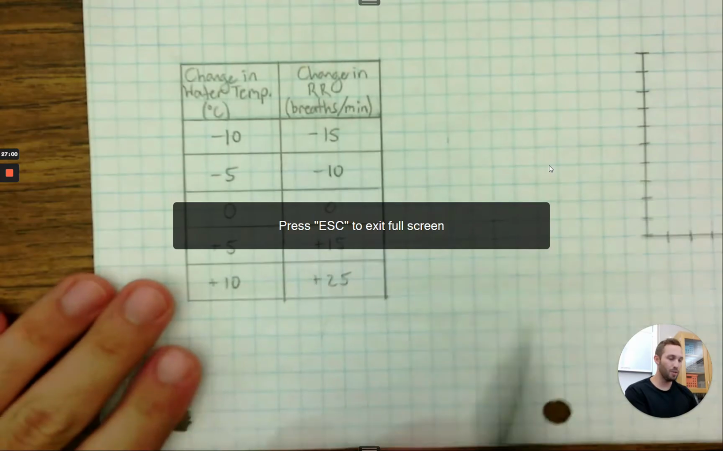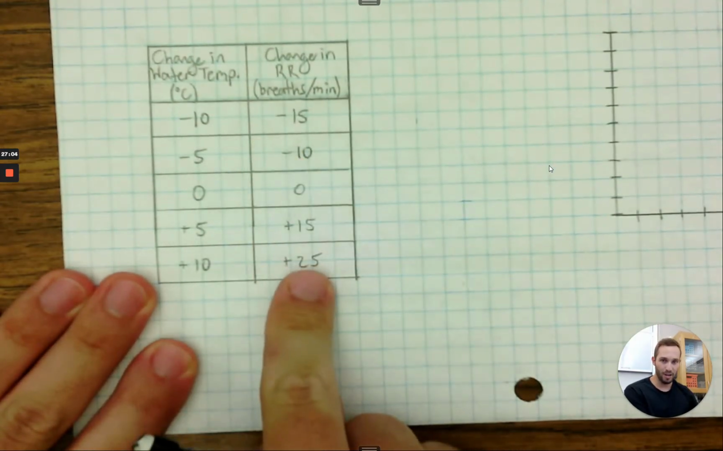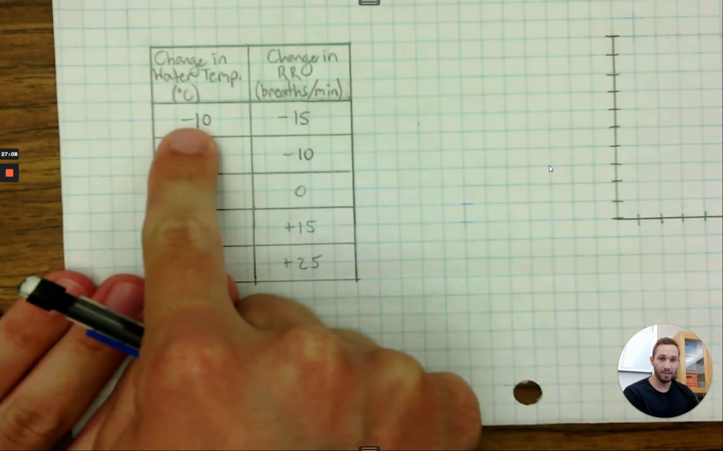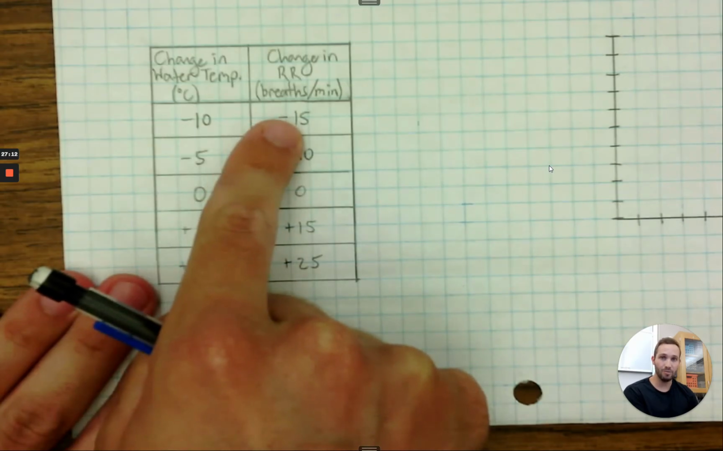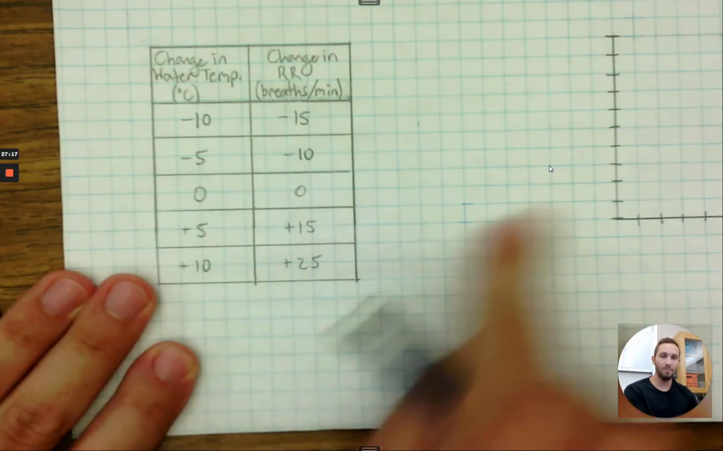And I'll go ahead and do this with you. I actually already copied down the changes in respiration rates. So for the changes in water temperature, when the water went down 10 degrees Celsius, from 20 to 10 degrees, the respiration rate dropped 15 breaths per minute. And so I went ahead and filled this in, and now I'm going to plot it.